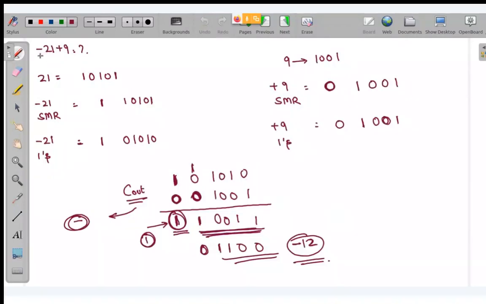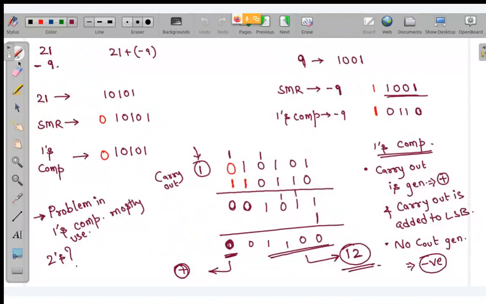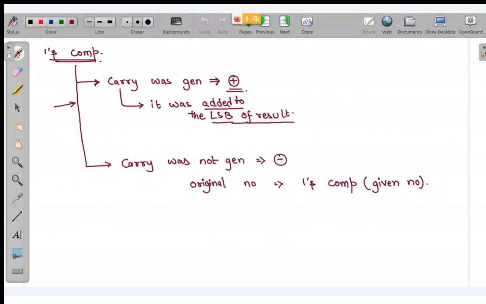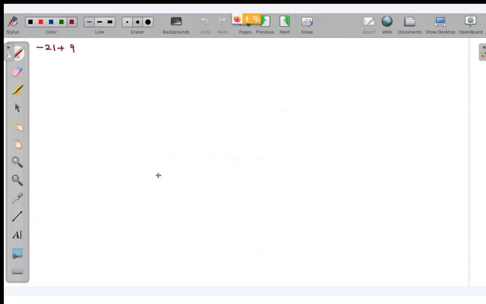So Shubham, why haven't you noted this? Sir, I've noted this. That was the last example. Yes. So there I have discussed that whenever in 1's complement carry is generated, you have to add the carry to the result, whereas in 2's complement we discard the carry. So yes, that was actually done. Let us move on.